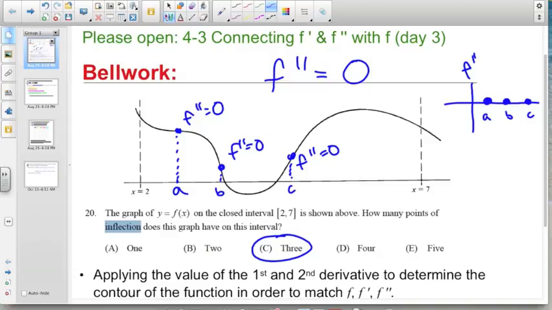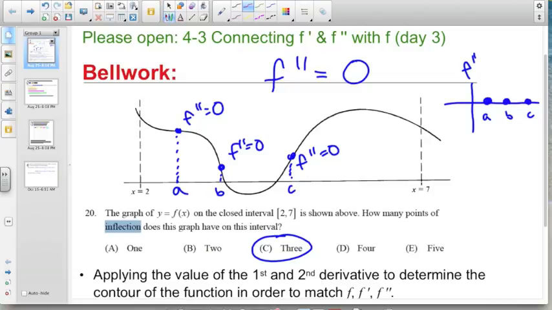Does that make sense? And we're going to be doing a little bit of that today. We're going to be matching up graphs of the derivative and the second and the function with equations, with descriptions, okay, all using these sort of characteristics. Where are my points of inflection?